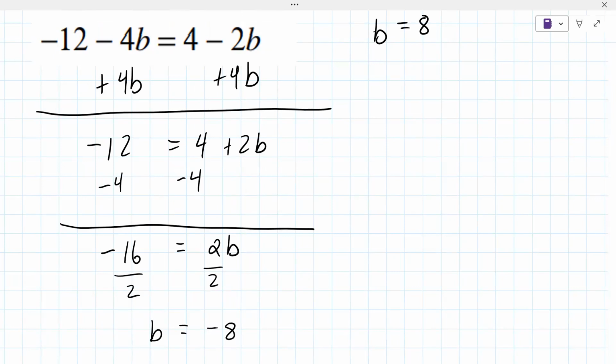Do you need any sort of refresher on signs or adding, subtracting, reminder rules, anything like that? I don't think so. Okay, fair enough. If you do, let me know. We'll talk about how to do that.